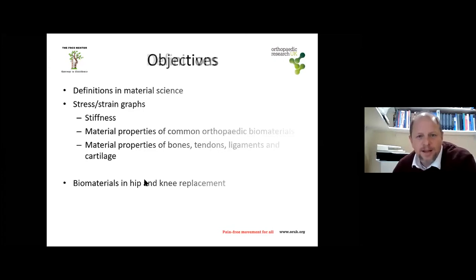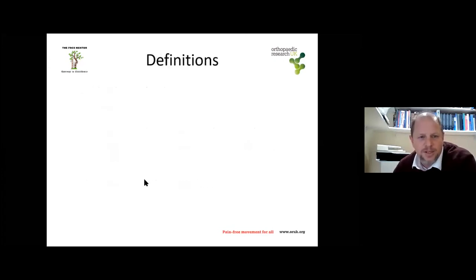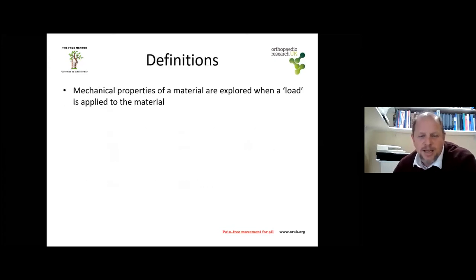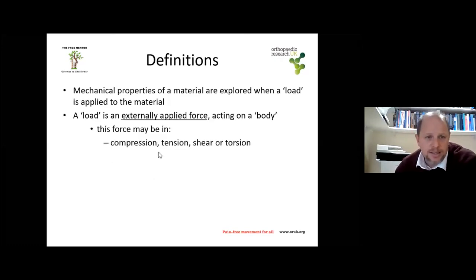So let's start with a few definitions within material science. Material science is really about exploring the properties of a material, but we can't just explore them by looking at a material. We actually have to apply a load to a material and see how that material behaves when a load is applied. And that's one of the key things about understanding material science, that it's how a material responds to a load which is applied to it.